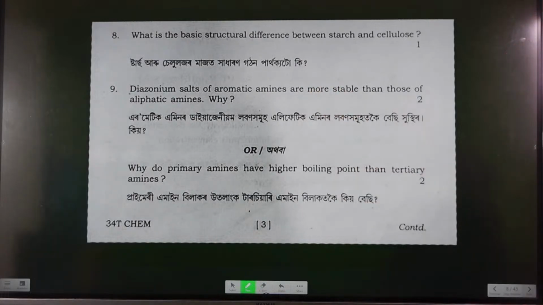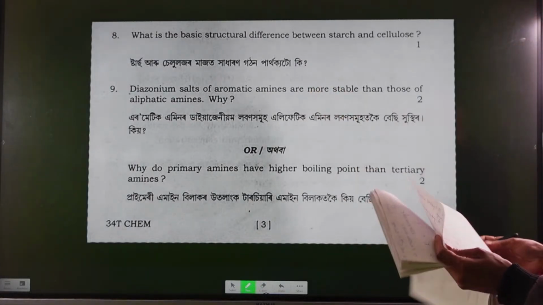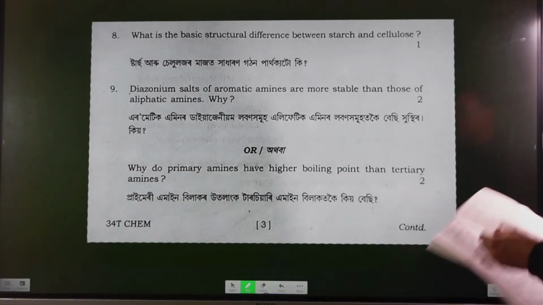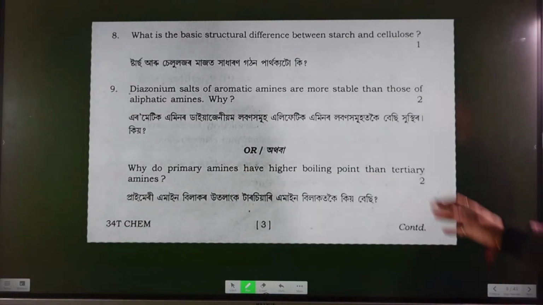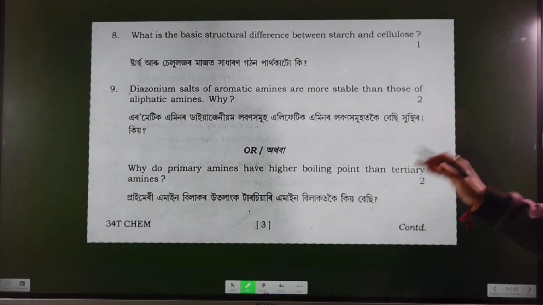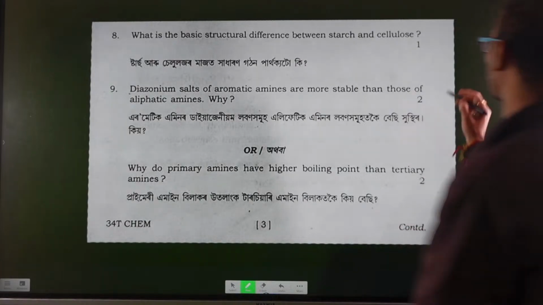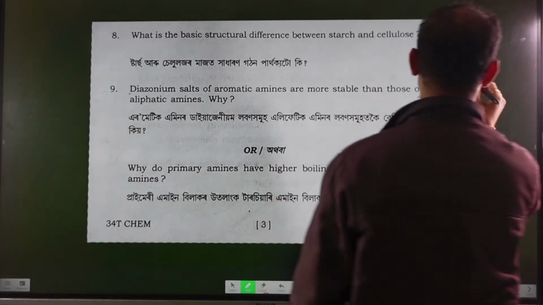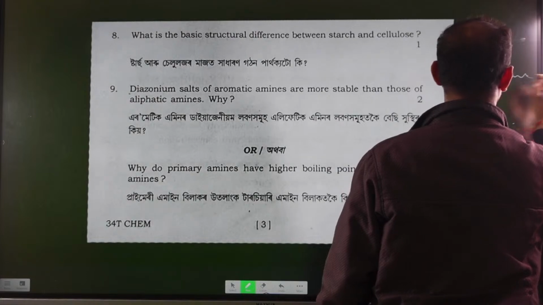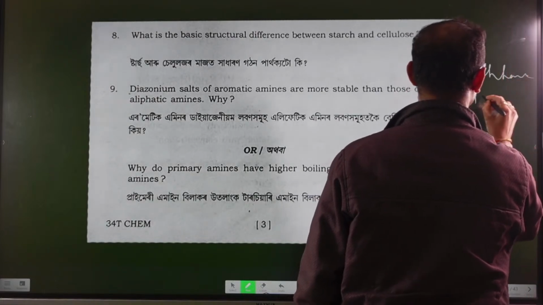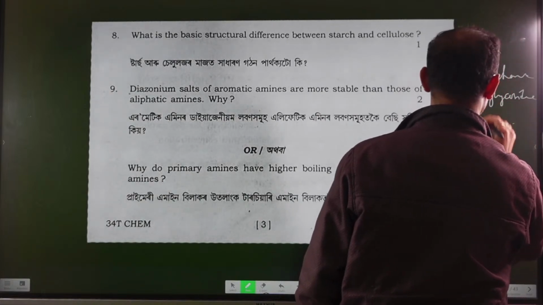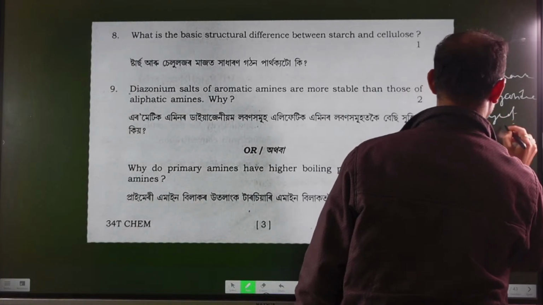Starch and cellulose, what is the difference? As you can see here, starch and cellulose both are biomolecules, right? Both are polysaccharides. Starch has 1,4-glycosidic linkage of alpha glucose. Remember, starch has 1,4-glycosidic linkage of alpha glucose.